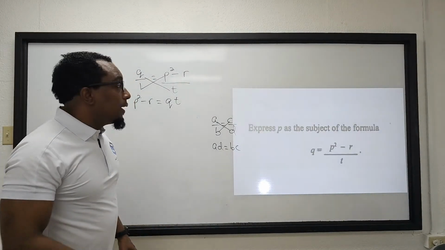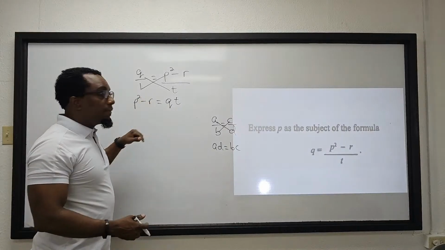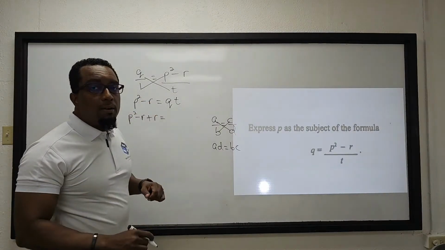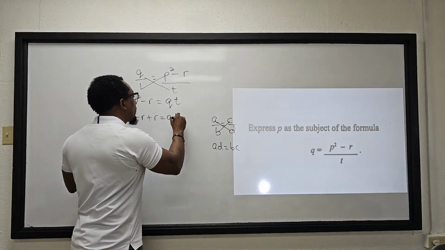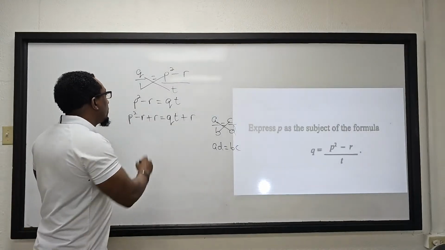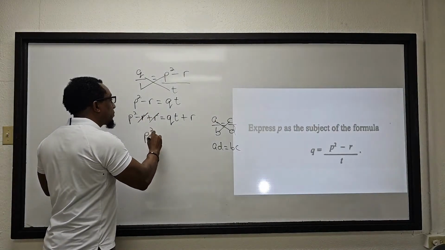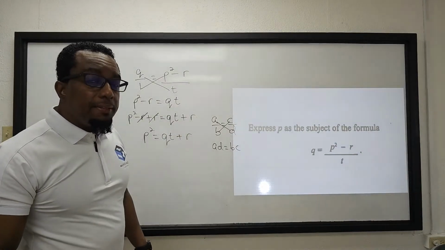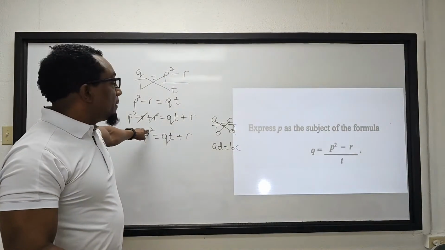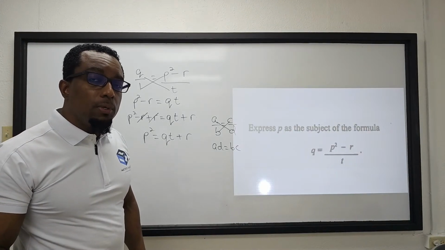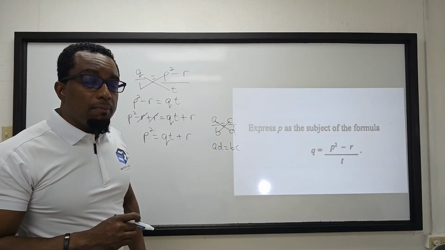So to do so, I'm going to remove negative R, and I remove negative R by adding R to both sides. So negative R plus R will be 0. We have P squared is equal to QT plus R. And to make P the subject of the formula, it means I have to remove that power of 2. And how do we remove a power of 2? We find the square root of both sides.